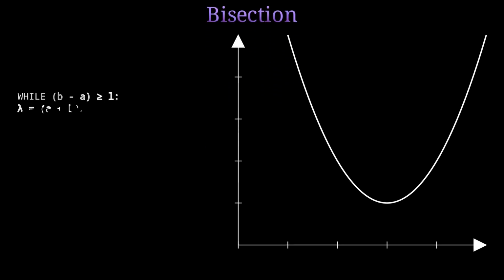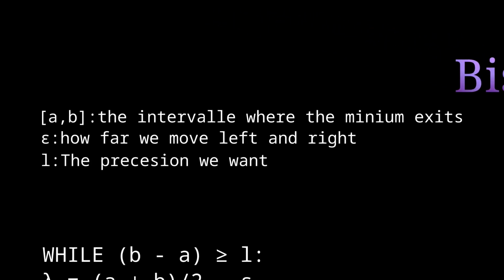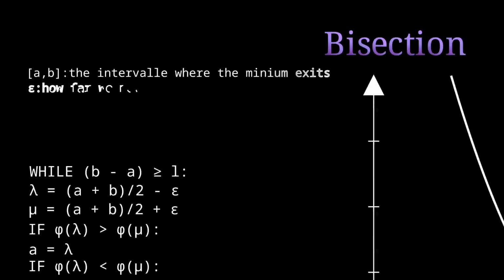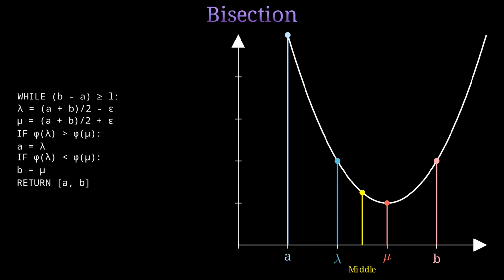Now let's do a simple example of bisection. For this algorithm to work, we need to specify three things: the interval we are working on, how far we move to the left and the right, and the precision we want. And the rest is a piece of cake. We start by calculating the midpoint of the interval. From this point, we take a step to the left and a step to the right, each with a length of epsilon. This gives us two new points called lambda and rho.